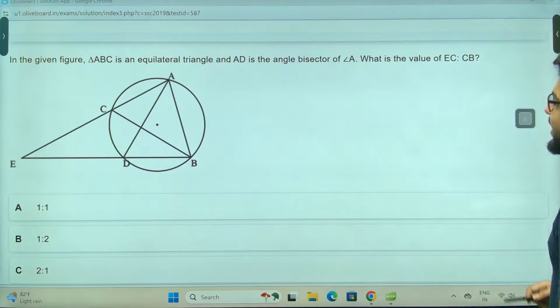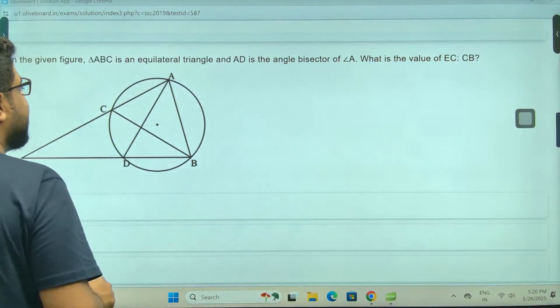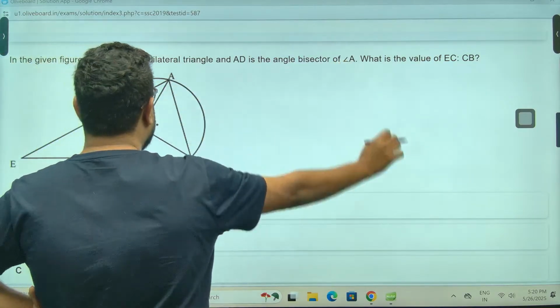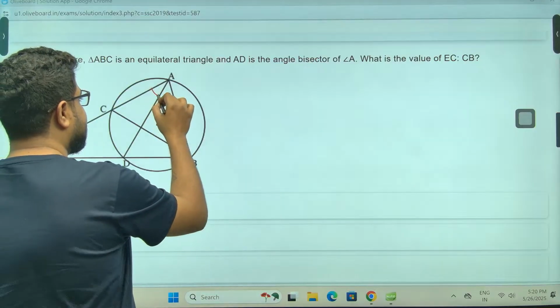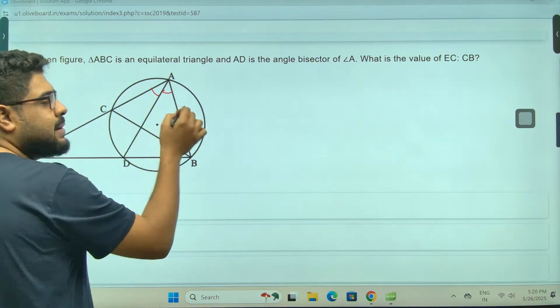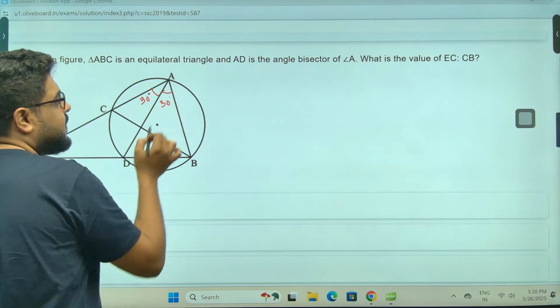Geometry का अच्छा क्वेश्चन है. This also looks a good question. Sir, ABC is an equilateral triangle. AD is the angle bisector of angle A. That means this is equal to this. ABC equilateral means all three triangle angles are 60. So angle bisector means 30, 30, sir.